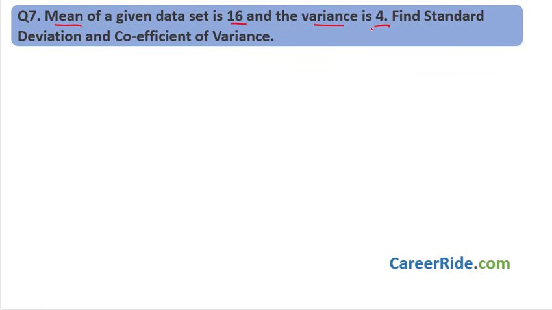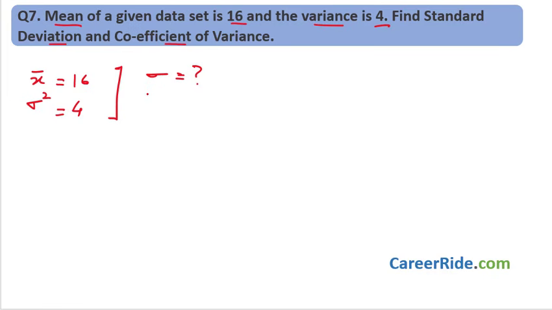4. Find standard deviation and coefficient of variance. So it is given to me that x bar is equal to 16. That is what the mean is. Variance, sigma square, is given to me as 4. I have to find out the value of sigma and I have to find out the coefficient of variance, right?